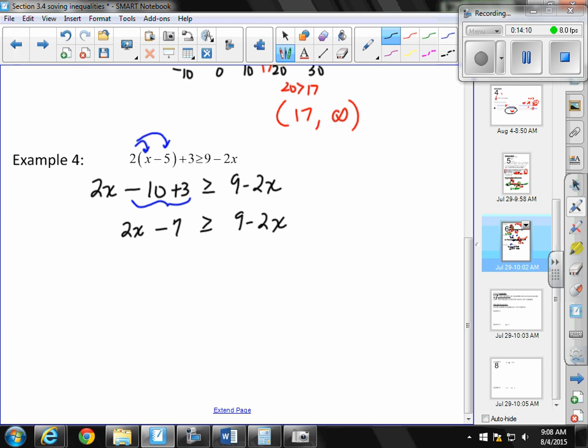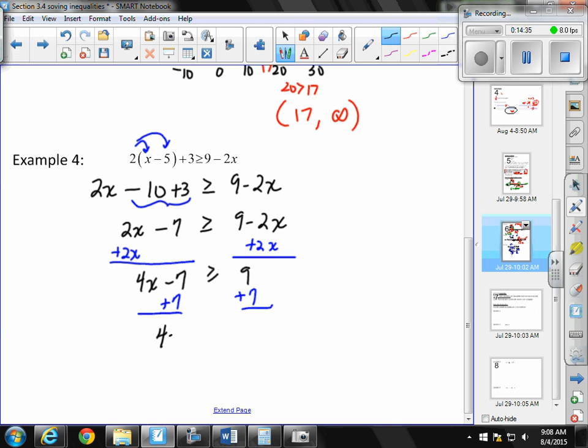Now I need to get all of my x terms on the same side. I'm going to add 2x to each side of my equation. Not my equation, my inequality. And I get 4x minus 7 is greater than or equal to 9. I need my numbers on the other side. Minus 7, I'm going to make it plus 7.